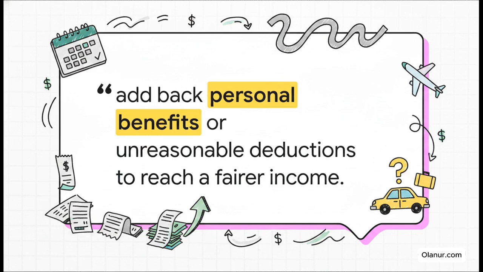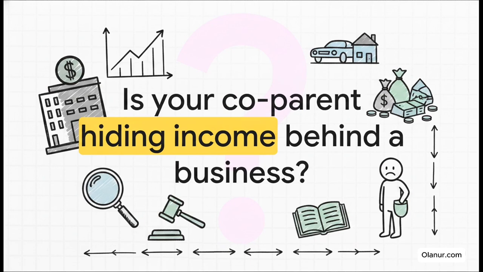They're going to look at a business owner's tax return and ask, is that company car really 100% for the business? Are those travel expenses legitimate? Courts can, and absolutely will, add back personal benefits or unreasonable business deductions to reach a fairer, much higher income available for child support. So I have to ask you directly, is your co-parent hiding income behind a business? Because if they're reporting a tiny net income but living a luxurious lifestyle, you are leaving money on the table.